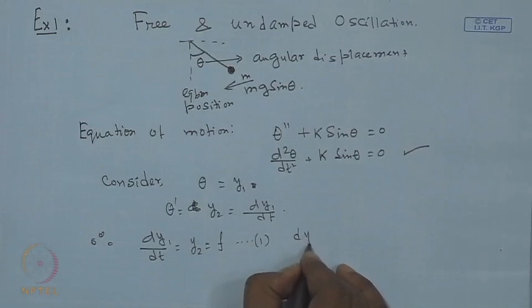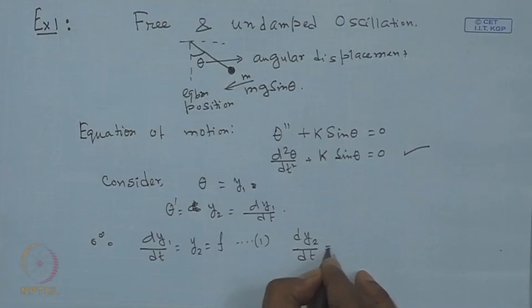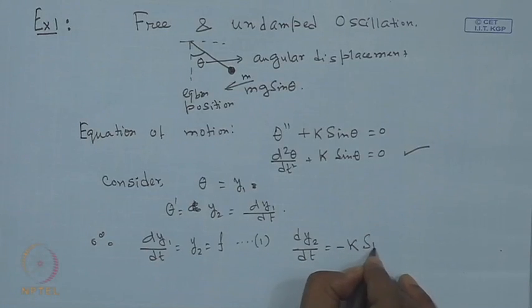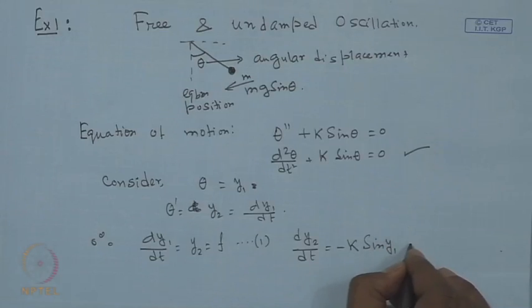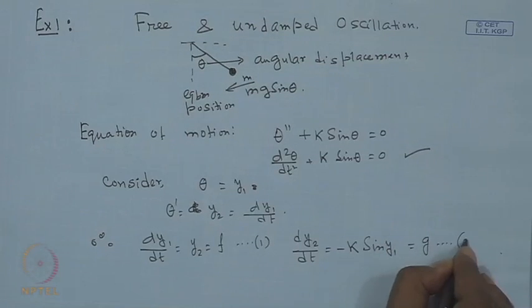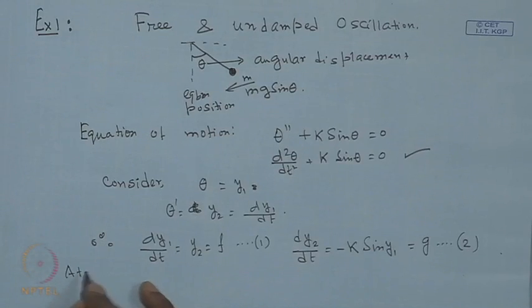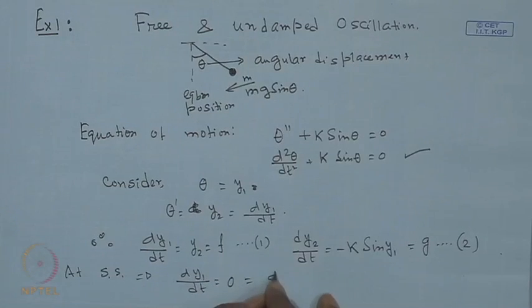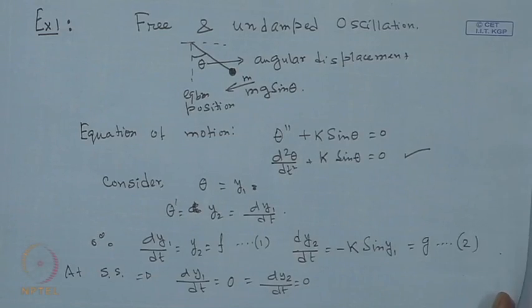Equation number 2 will be dy 2 dt equal to minus k sin y 1, and that will be equal to g this time. At the steady state, the steady state will be obtained by putting dy 1 dt equal to 0 and dy 2 dt equal to 0. So, that will be corresponding to the steady state of this problem.